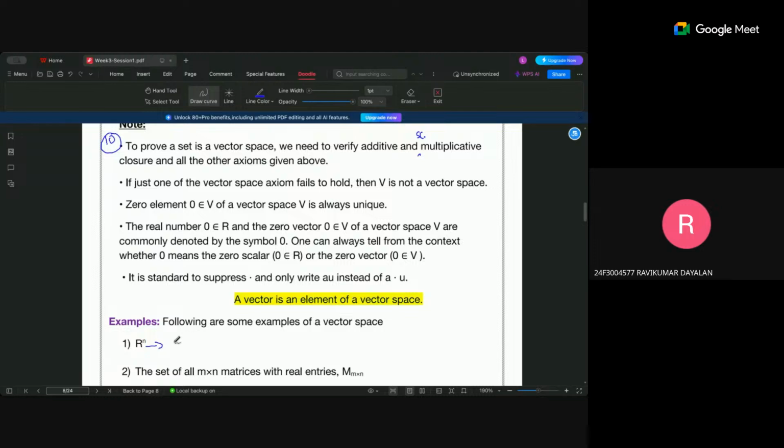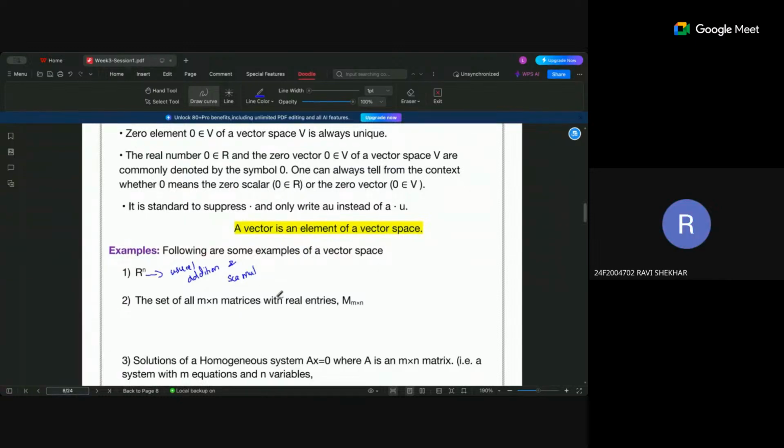Remember, here for Rn we are talking about the usual addition, usual in the sense of component-wise addition and scalar multiplication. Because you can define addition and scalar multiplication in a different way also, not necessarily component-wise. We will see examples. Okay, please wait.